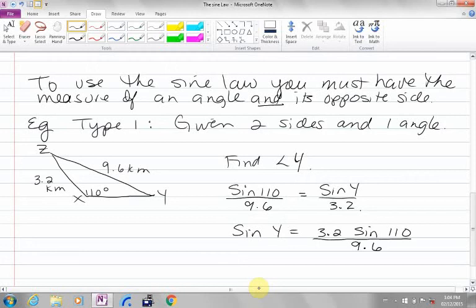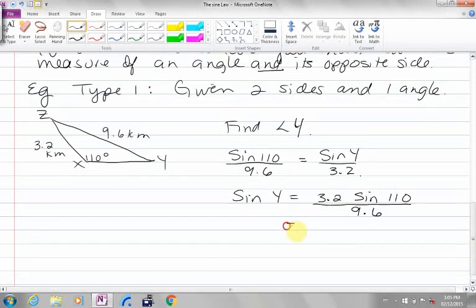Yes? Couldn't you just take the sine of 110 divided by 9.6 and then multiply the answer by 3.2? Yes, that would work. What he's doing is finding out what that unique ratio is, and then he's applying it to here. Because look, sine 110 divided by 9.6, then multiplied by 3.2, is going to be the same thing. So if that makes more sense to you, absolutely. That's fine. It's good to think these things through.